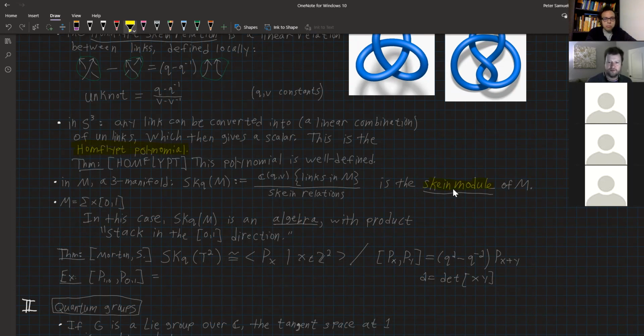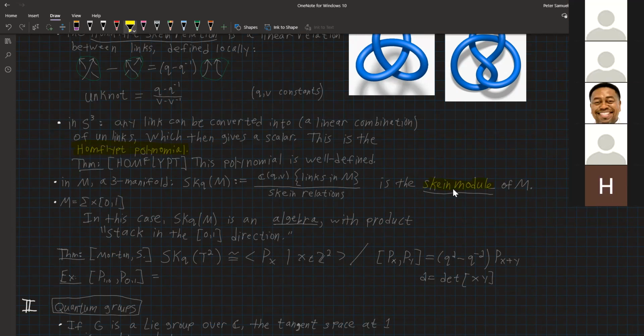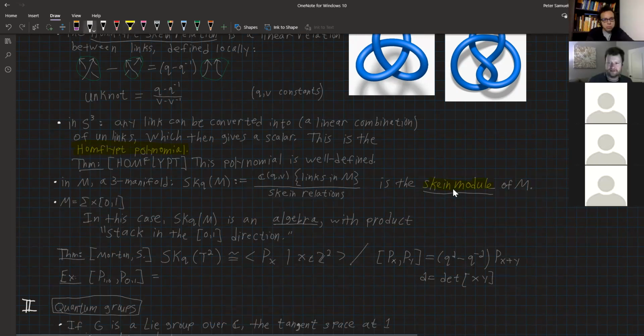Okay, so for S3, this vector space is one-dimensional. So I could actually write that here. This is another way to state this theorem: that the Skein module of S3 is just the base ring. So the content of this statement is really that the Skein module of S3 is not zero.